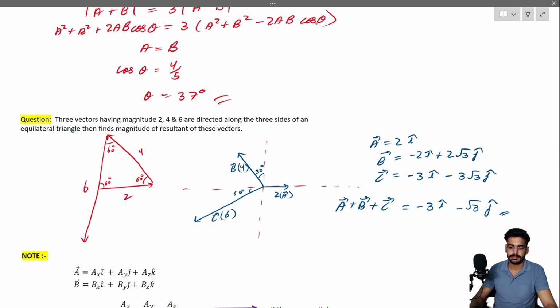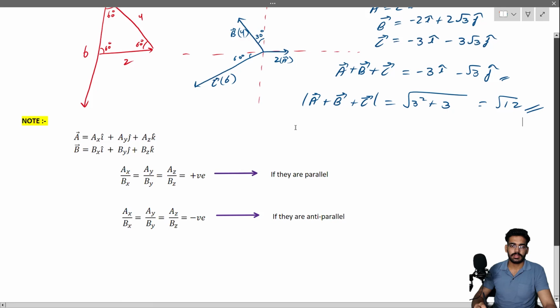Okay, the magnitude is asked. Let's calculate the magnitude also. That is under root of 3 square plus 3, that is 9 plus 12, under root 12. Root 12 is the answer, the final answer.